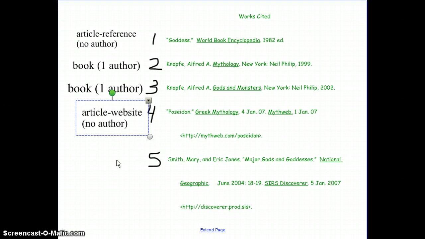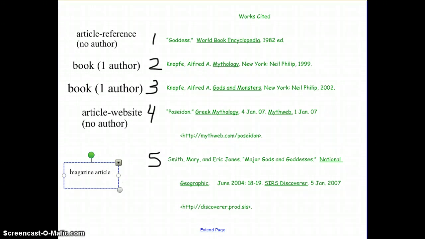All right, last one. Smith, Mary, and Eric Jones, Major Gods and Goddesses, National Geographic, June 2004, 18-19, Discoverer. What do you think, Lily? It's a magazine article. A little more to it than that, though. What else do we know about that magazine article? Does it have one author? It has two authors. There's still something else we need to know about this magazine. It's got page numbers, so I'm going to go ahead and highlight them. You circle them. What are the page numbers, Sarah? Okay, that's going to be important later.